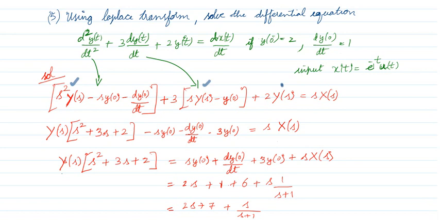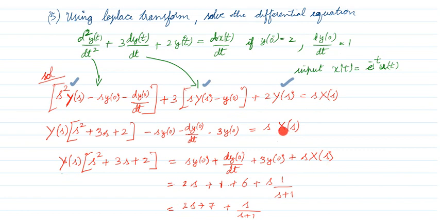This blue color tick mark. If I take y of s outside, what happens? It becomes s square plus 3s plus 2 minus this initial condition, and 3 into this term, the other terms, so s into x of s. Bring all the initial conditions to the right side. So y of s equals s square plus 3s plus 2 into these initial conditions plus s into x of s.